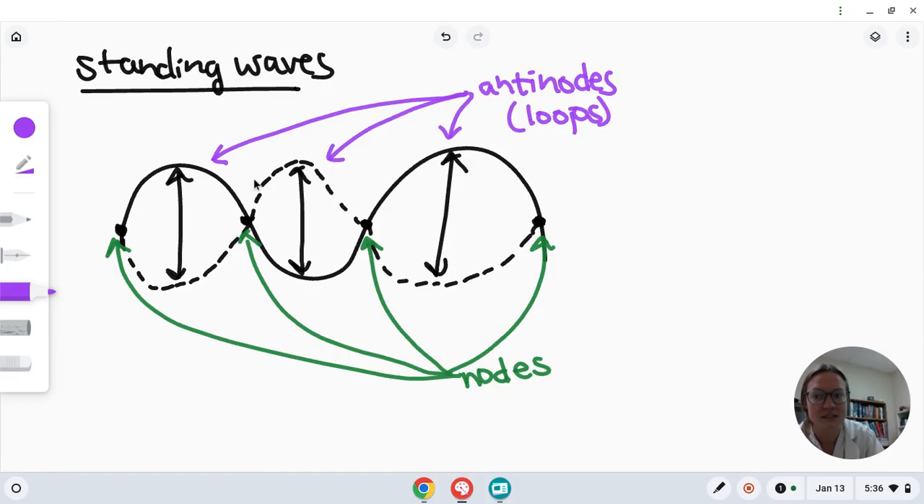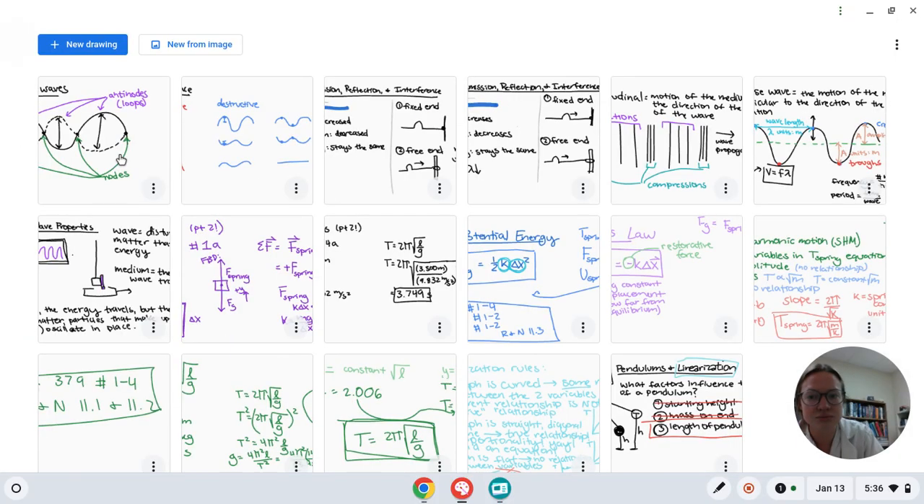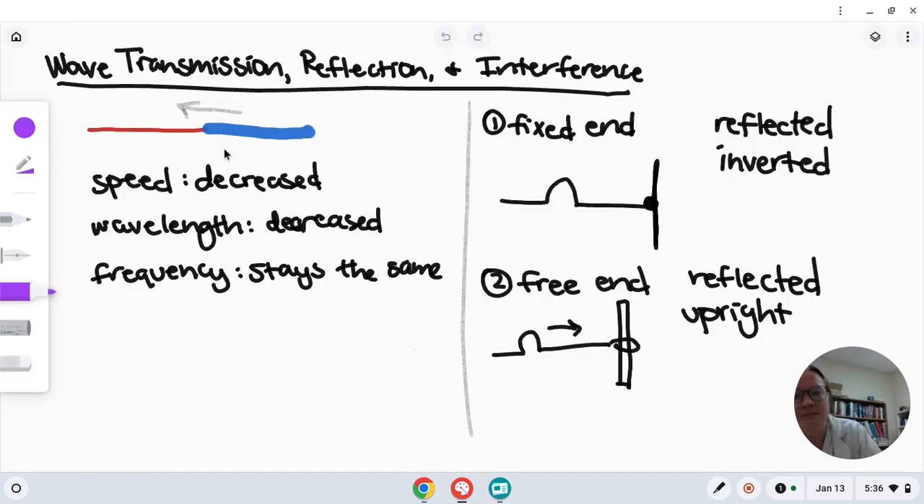Well, hey, today we've talked about quite a few things. We've talked about wave transmission, wave reflection, and wave interference. Wave transmission happens when a wave moves from one medium into another. We see that the speed can change and the wavelength can change, but the frequency always stays the same. Wave reflection happens when a wave hits an end, either a fixed end where it reflects back inverted or a free end where it reflects back upright.